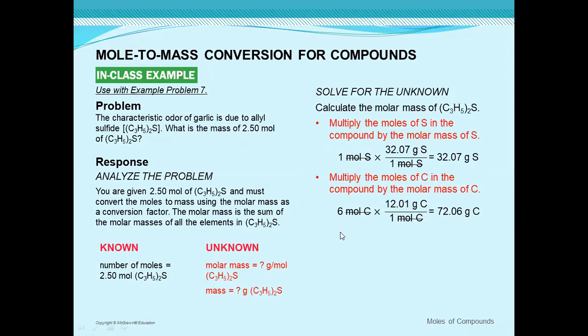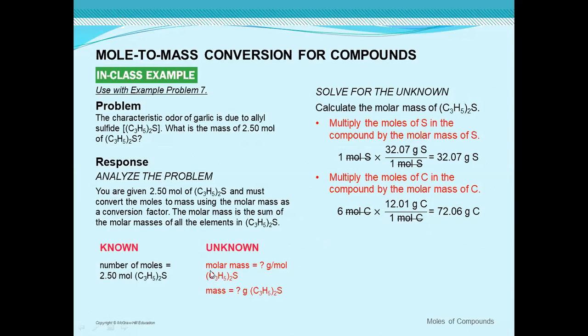According to carbon, C3 by 2, we multiply 2 times 3 to be 6. So 6 moles of carbon times its molar mass from the periodic table, which equals 12. So 6 times 12 equals 72.